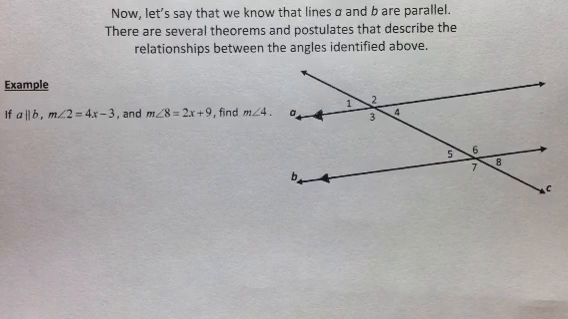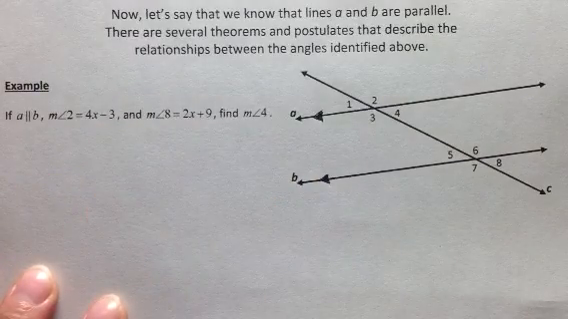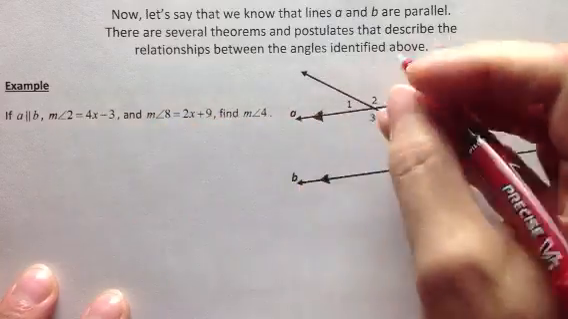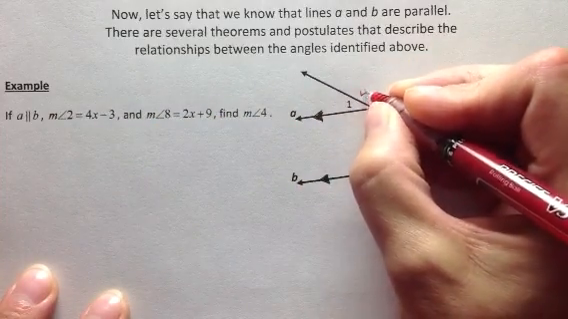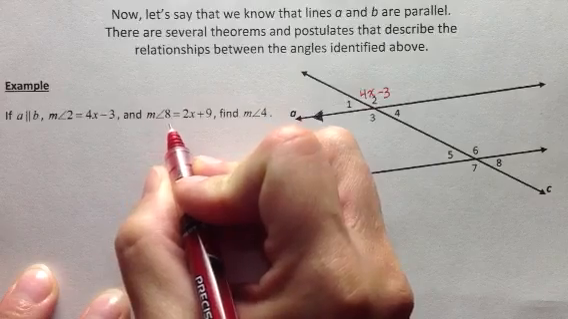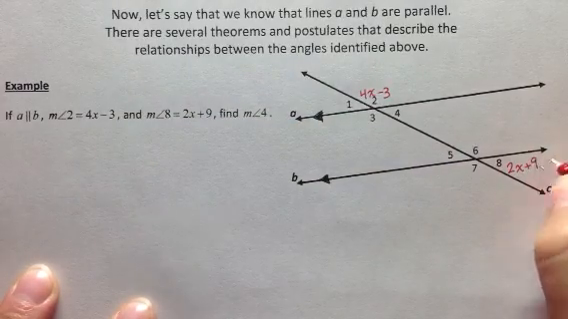I'm going to show you how I problem solve this. I'm going to get some tracing paper. Okay, so for starters, let's go ahead and put the angle measurements into the angle. So the measurement of angle 2 is 4x minus 3, and the measurement of angle 8 is 2x plus 9.